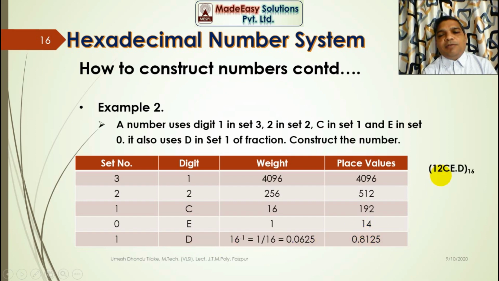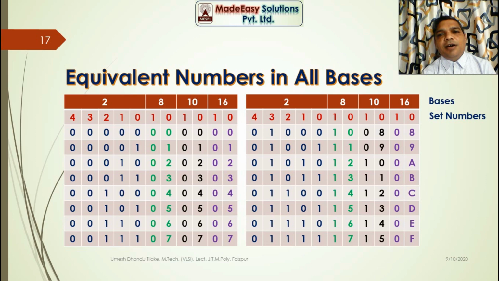So thus we have written the hexadecimal number 12CE.D. Now let's find out the answer to your question, that is, what are the decimal equivalents of C, E and D. So now here I have written some numbers with their equivalents in different bases.